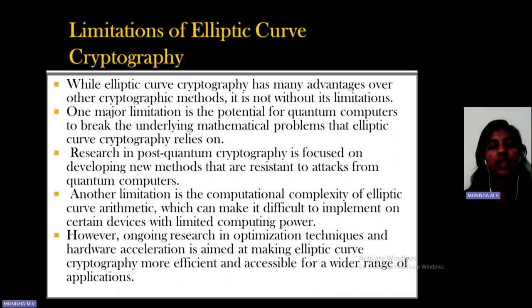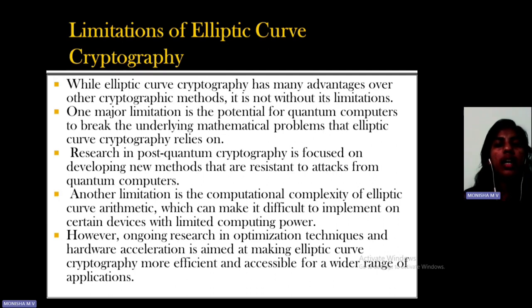Now, let us see the limitations of elliptic curve cryptography. While it has many advantages over other cryptographic methods, it is not without limitations. One major limitation is the potential for quantum computers to break the underlying mathematical problem that elliptic curve cryptography relies on. Research in post-quantum cryptography is focused on deploying new methods that resist attacks from quantum computers. Another limitation is the computational complexity of elliptic curve arithmetic, which can make it difficult to implement on devices with limited computing power. However, ongoing research in optimization techniques and hardware acceleration aims to make elliptic curve cryptography more efficient and accessible for a wider range of applications.